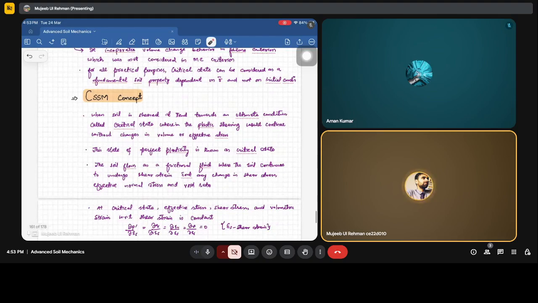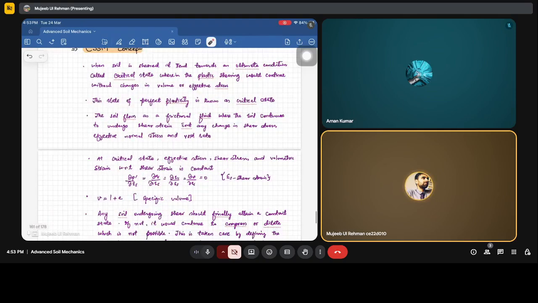What is critical state? It's the state after which, once a soil is at critical state, there is no change in the shear stresses, no change in the volumetric state, and no change in the effective stresses. What is actually going on there is a reconsolidation at a constant value of stress, which is accumulating the plastic strain in the sample.